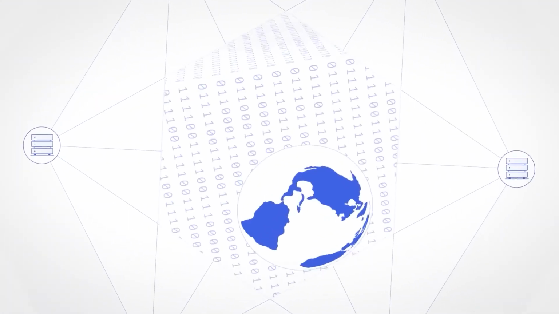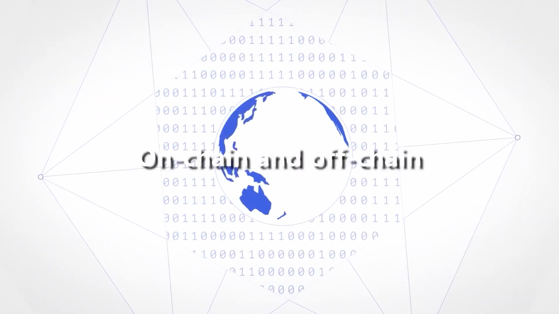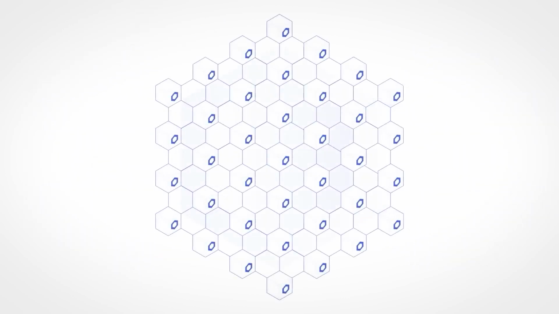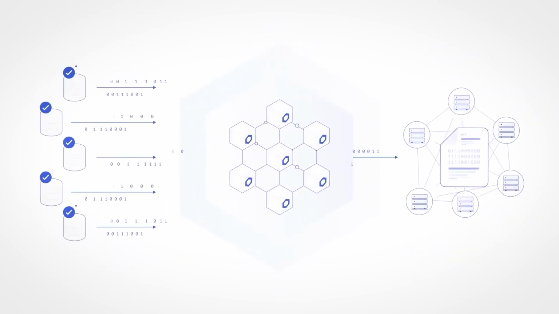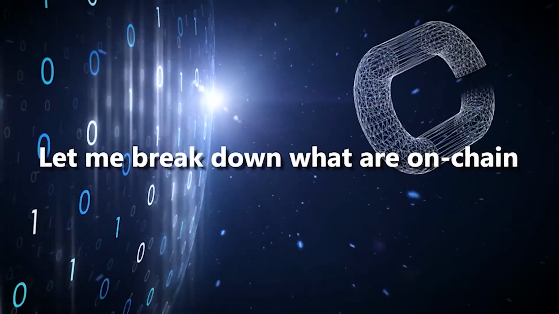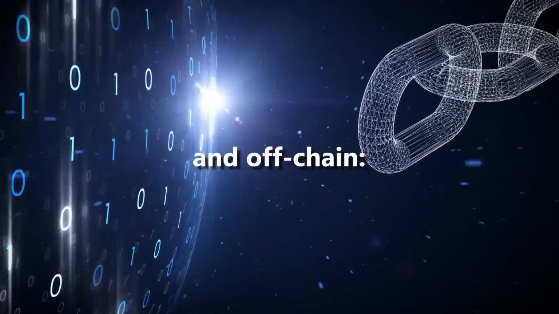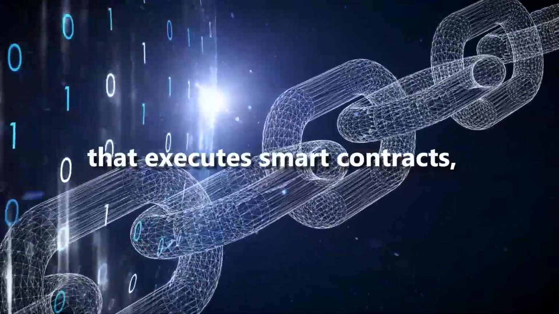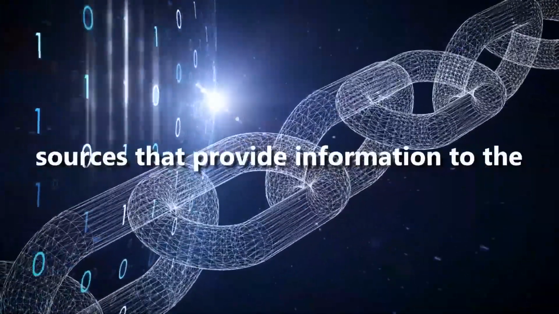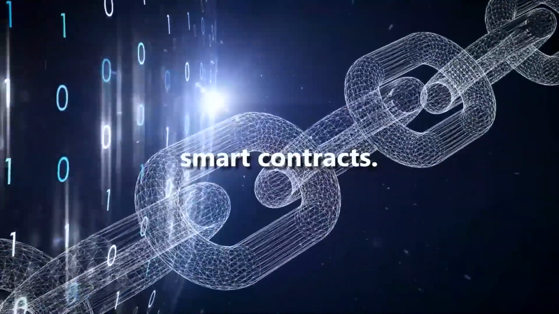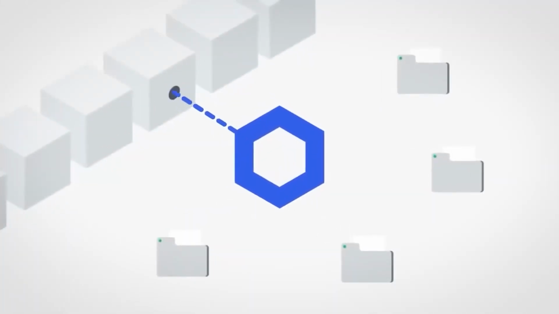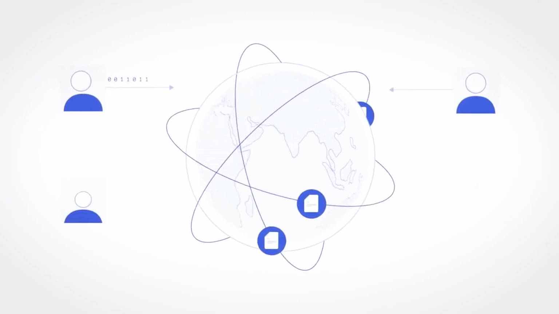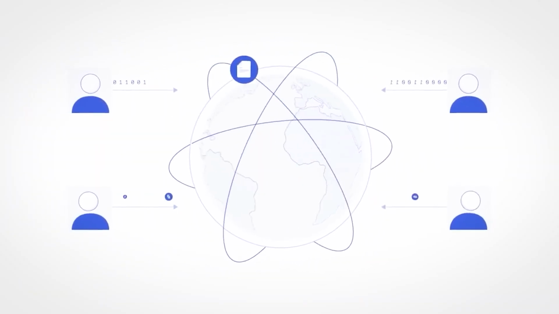Chainlink's architecture includes two key components, on-chain and off-chain. The on-chain component executes the smart contract, while the off-chain component provides real-world data to the smart contract. Let me break down what on-chain and off-chain are. On-chain refers to the blockchain platform that executes smart contracts, while off-chain refers to the external data sources that provide information to the smart contracts. In simpler terms, on-chain is the blockchain where the smart contract runs, while off-chain is the real-world data that the smart contract needs to perform its function.